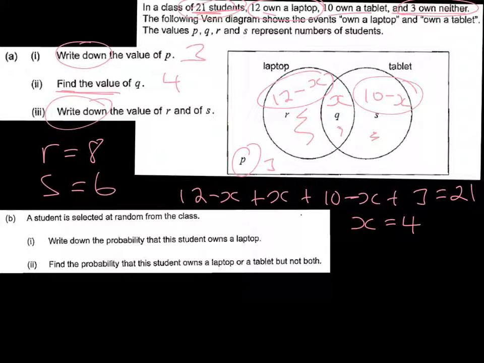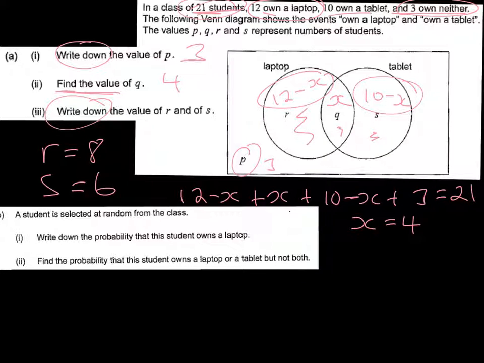In part B, we're told a student is selected at random from the class, and we are asked to write down the probability that the student owns a laptop. So that will be anything in here, so that's just going to be R plus Q, which we said is going to give us 12. So 12 out of the total number of students, which is 21. So that's going to be the probability that the student owns a laptop.